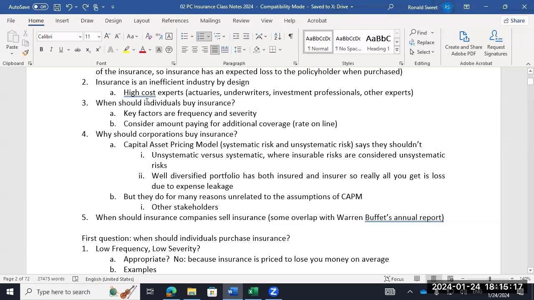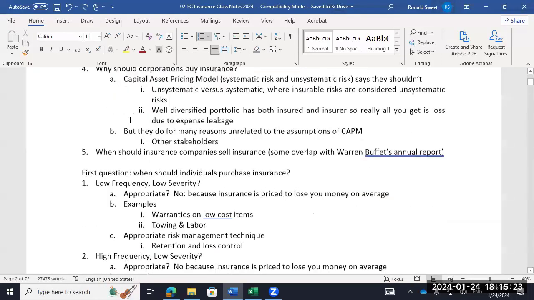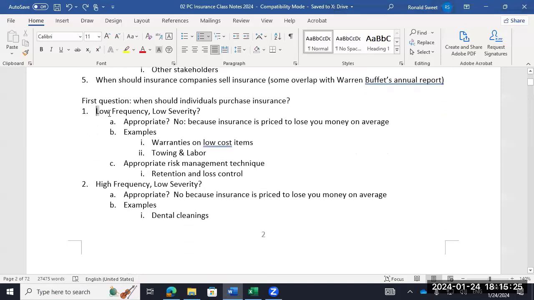The first one is about you as individuals. Not whether you should buy insurance, but when should you buy it? What type of risk? So let's get some categories. What about things that don't happen very often, and when they happen, they're pretty inexpensive? Would you want to buy insurance on that? No. Absolutely no. Why? Because they charge you more than expected loss. You're better off just paying for it yourself.